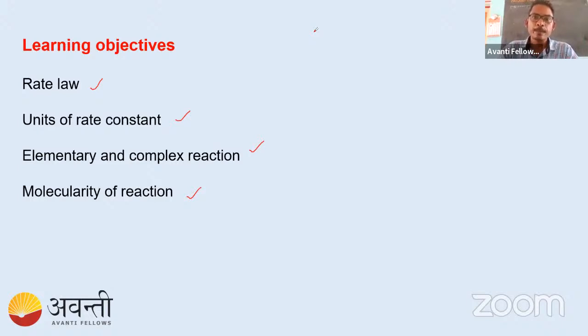After that, we will see elementary reactions and complex reactions. We are going to discuss which is called an elementary reaction and which is called a complex reaction. After that, we will discuss the molecularity of the reaction. One by one, we will see them. I hope everyone got the idea of what we are going to do today. We're going to discuss these 4 concepts in today's class.